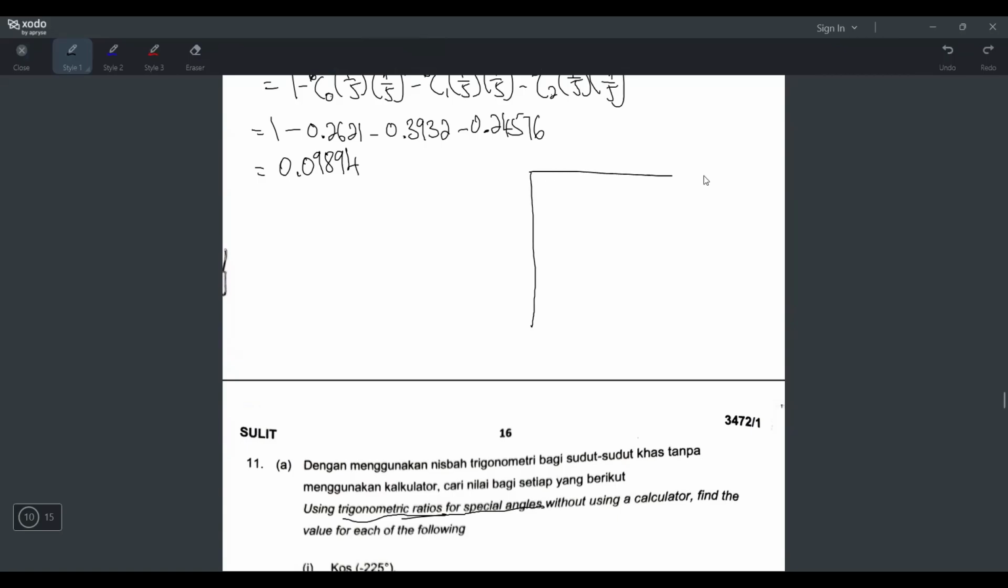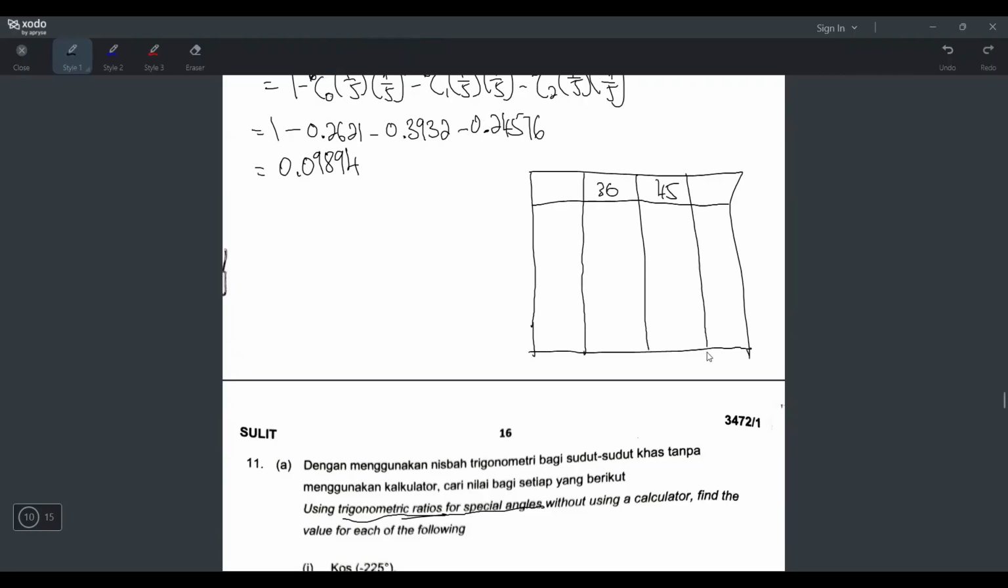So let me just draw the table for you. The special angles that I asked students to memorize are 30 degrees, 45 degrees, and 60 degrees. And here we have sine, here we have cos, here we have tangent. I already memorized it, but I don't know whether you did or not, so I'll just tell you what all these values are.